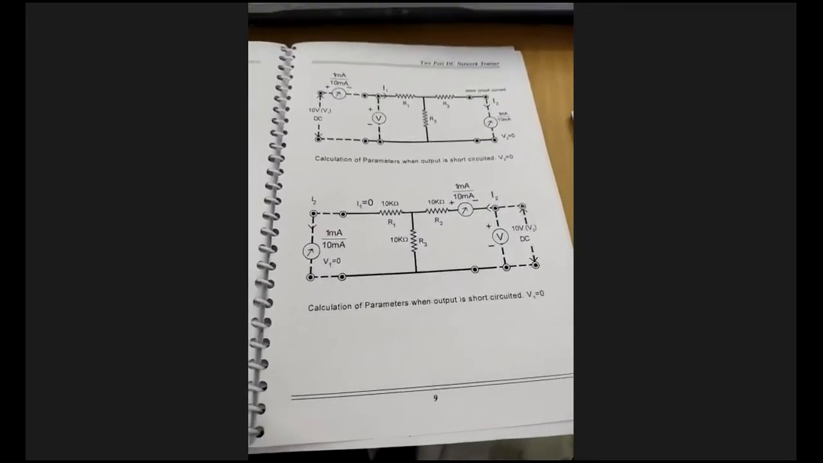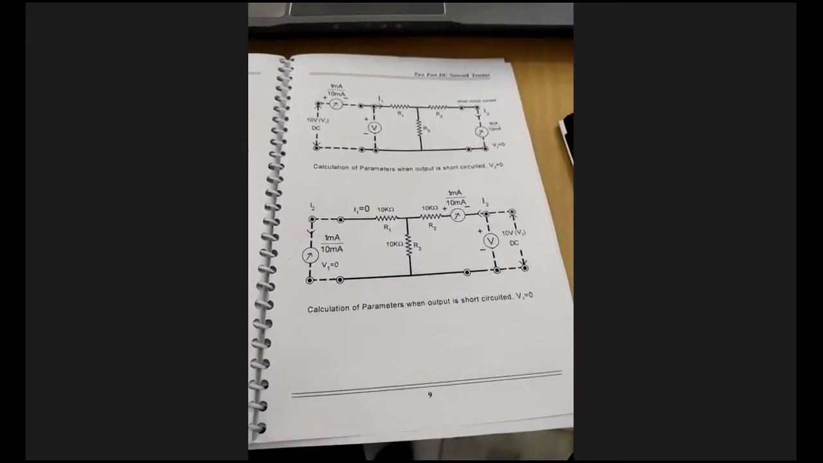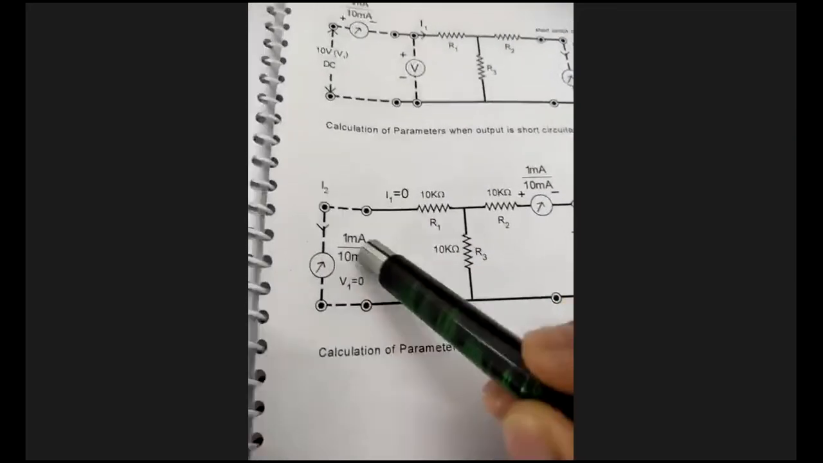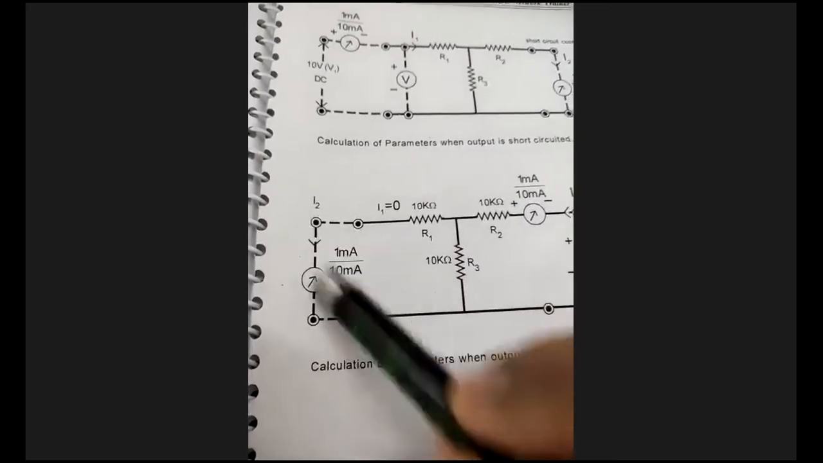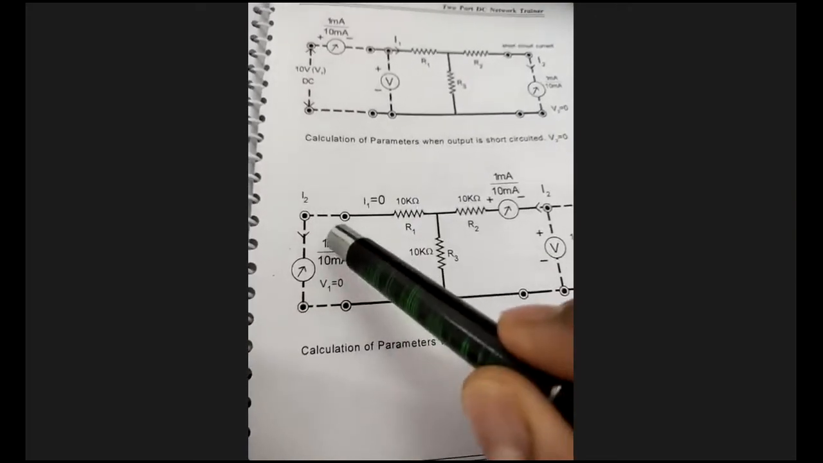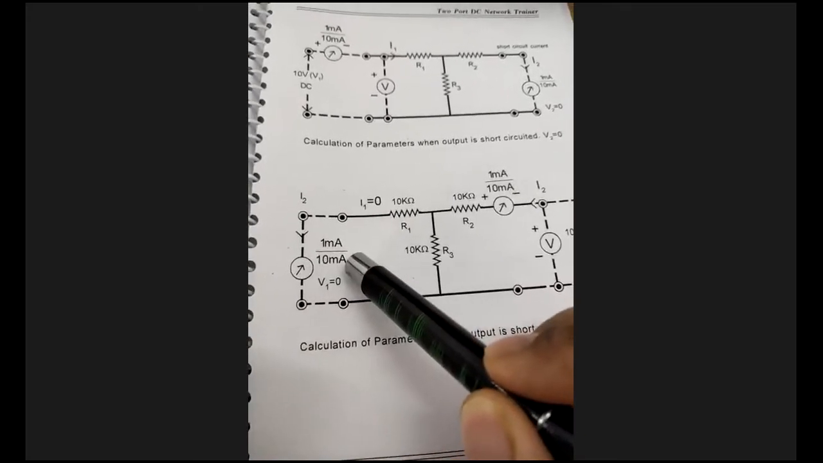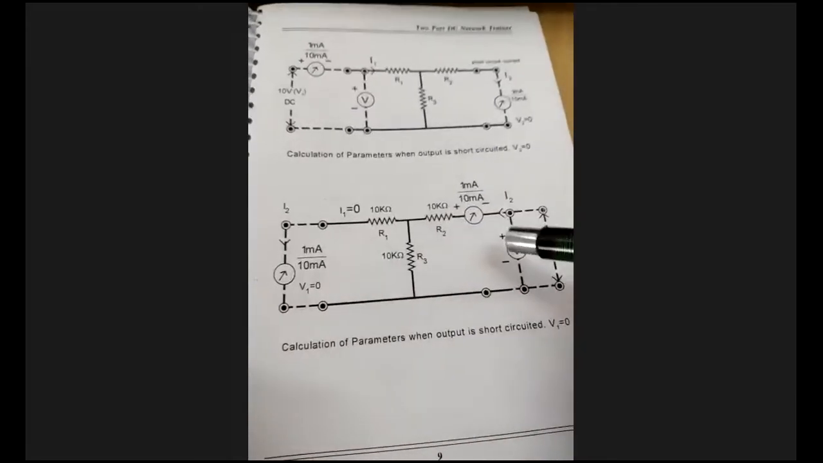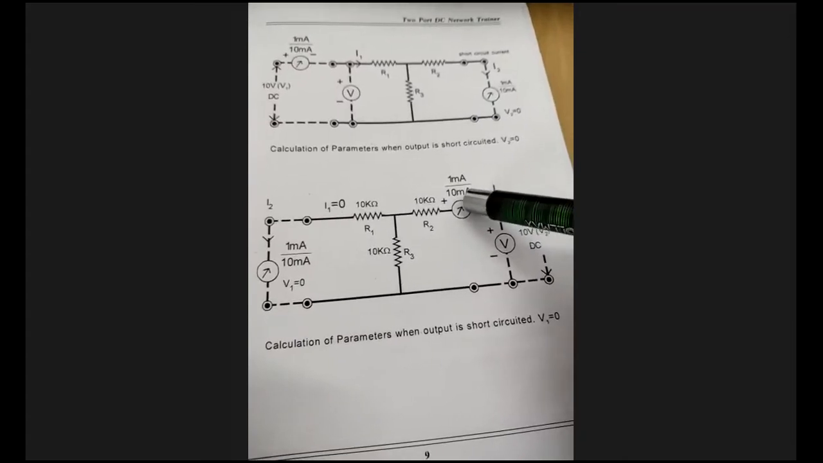Sir, where is I1 in the second circuit? I1 is here. You can clearly see it is here. We short the input terminal here. It is the I1. Okay. If we short the input terminal in the second circuit, then we can find out the I1, and on the output side we can easily find out I2 and V2.